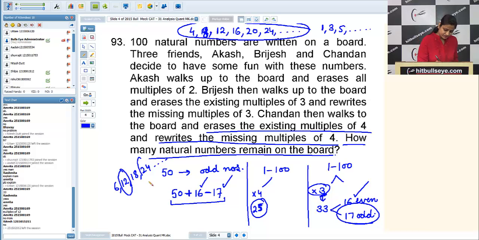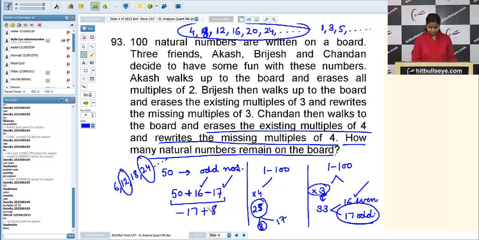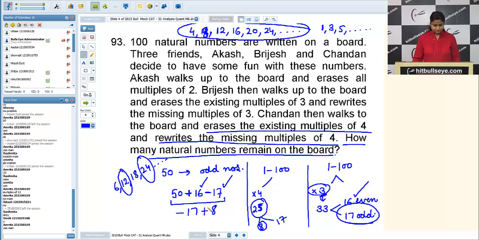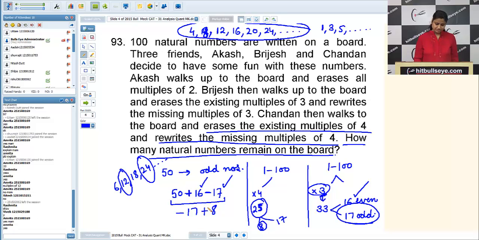How many multiples of 4? As you can see, they are 12 multiples. So how many multiples of 12 are here? So out of these 25 numbers, 8 numbers will be multiples of 12 and the remaining are out. So it will be minus 17 plus 8. That will be the answer in this case. Is it okay, guys? Clear? Okay, let us move.